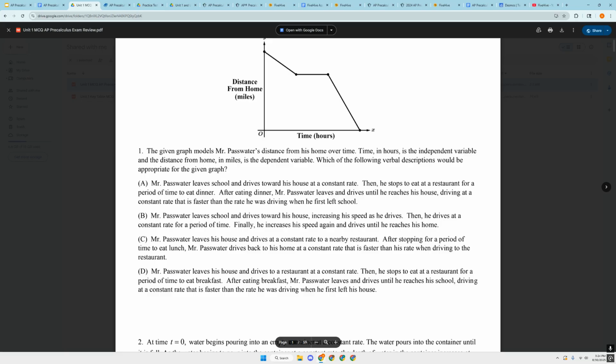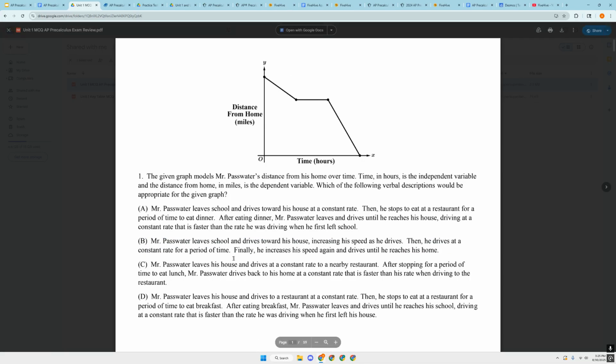Why isn't it C? I knew it was A, but why? So, it can't be C because it says that he leaves his home, right? So it says distance from home. So he's not leaving from home. It's the other way around. He's going towards home. And yeah, it's not right because he's leaving his house. So anybody else any questions on this one?